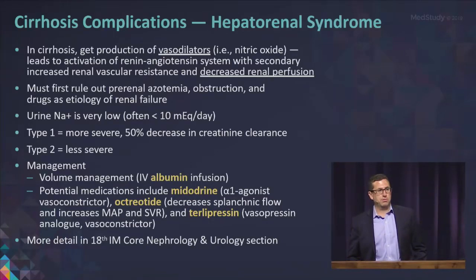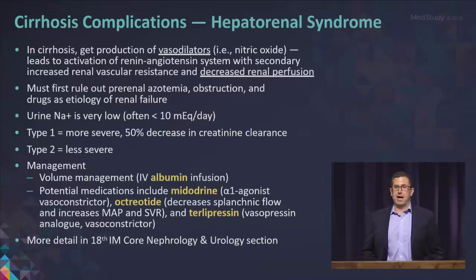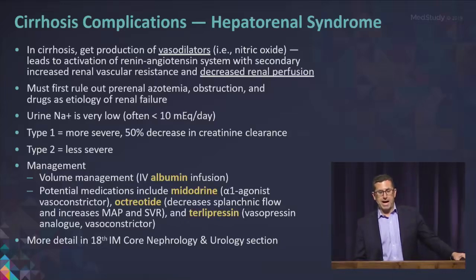Hepatorenal syndrome, I'll just go through this quickly. This was probably in your renal lecture already. Generally, in hepatorenal syndrome, you're going to get vasodilators in the blood that lead to a secondary clamp down of the renal artery, and that leads to elevation in creatinine. There are really 2 types. There's type 1 hepatorenal syndrome, which is the more severe type, and then there's type 2, which is less severe.